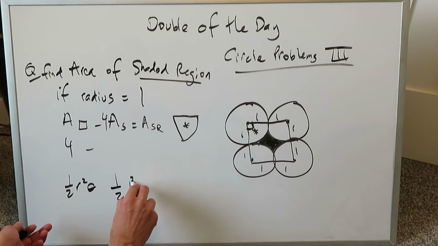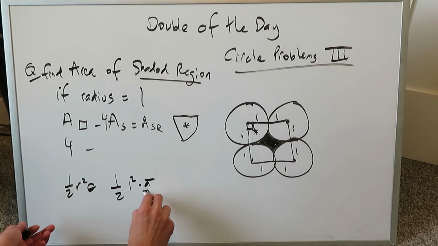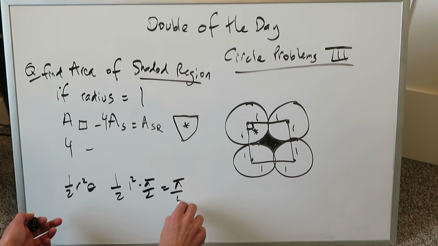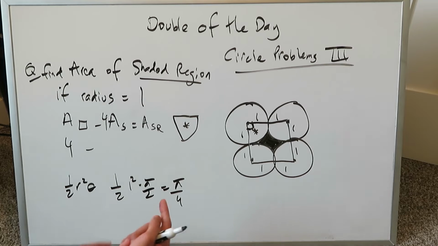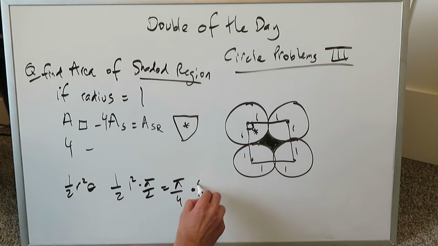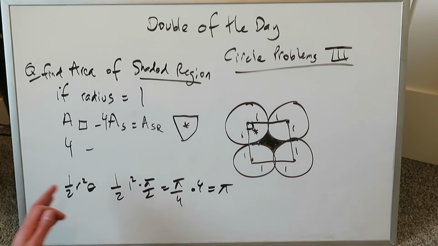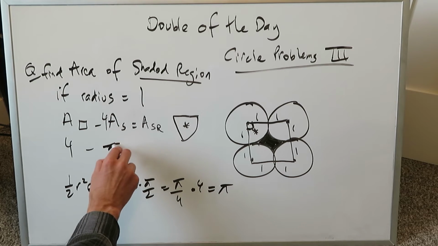You'll have half times 1 squared times pi over 2. And what does that give you? That gives you pi over 4. That represents the area of one sector, and you have 4 of these, and you get the area pi. That's my pi coming from 4 sectors.